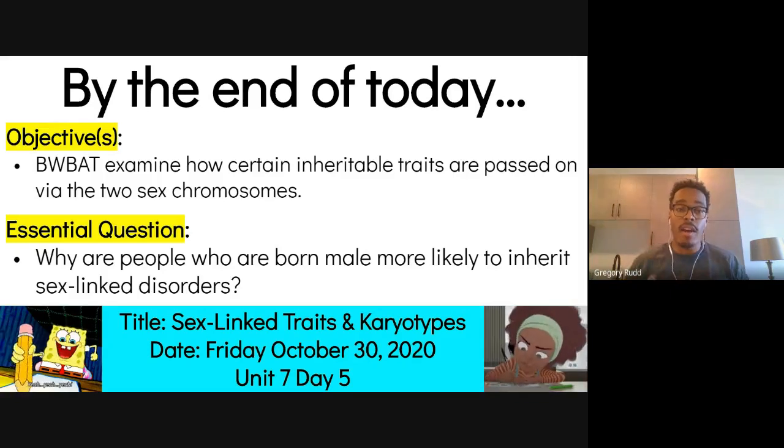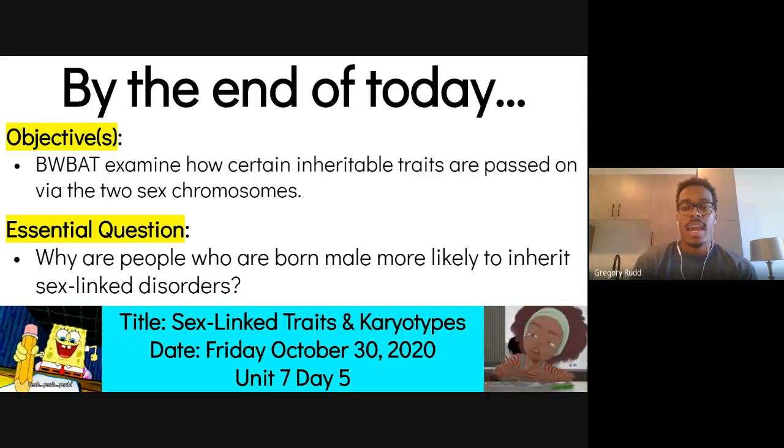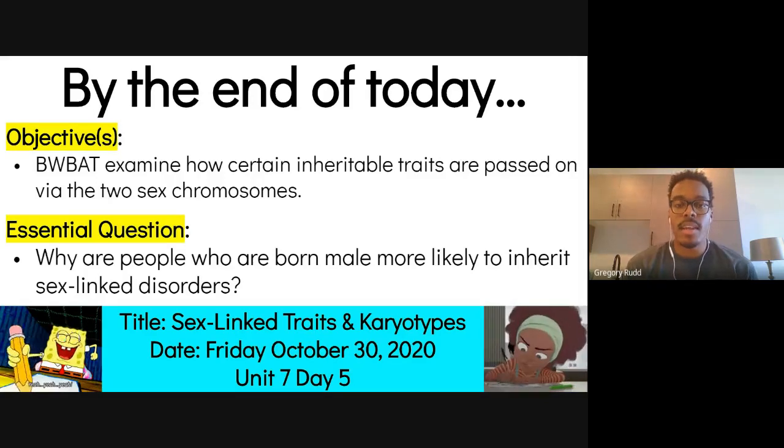So it starts now. Every day when you see this screen that says "by the end of today" at the top, and it has the title of the lesson at the bottom and the date, that's an indicator that you should have your notebook out and you should start writing. You should always include the title, which today is sex-linked traits and karyotypes, and you should also always include today's date, which is Friday, October 30th, 2020. And it's a good idea to write down that it is Unit 7, Day 5.